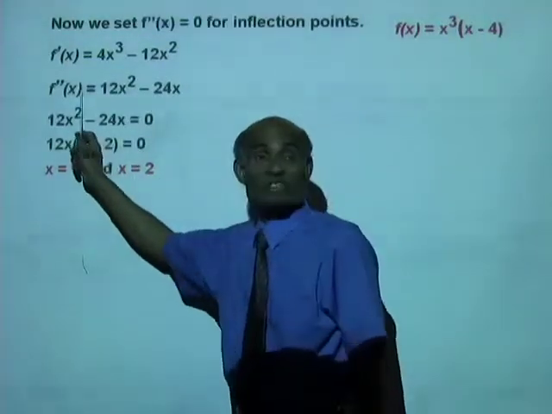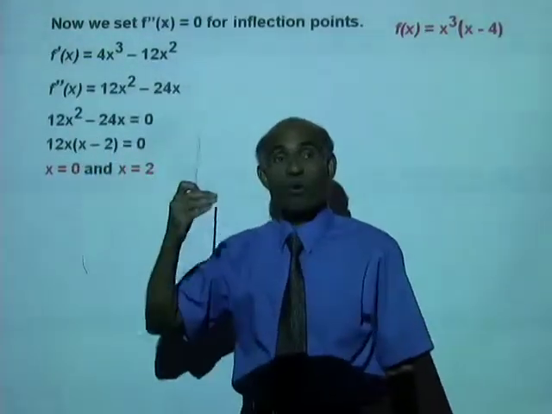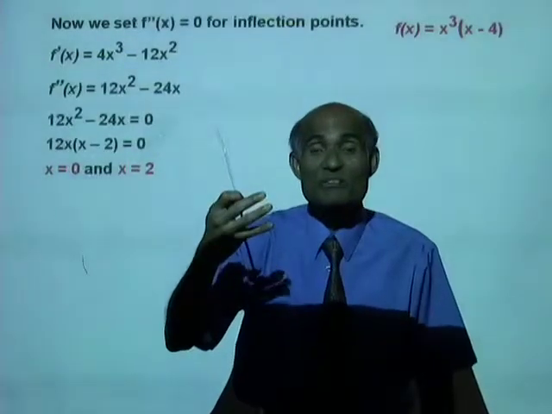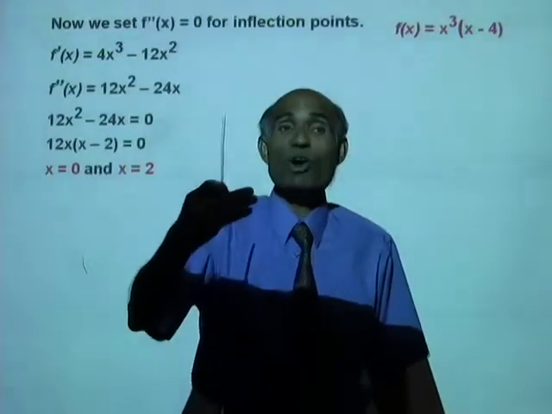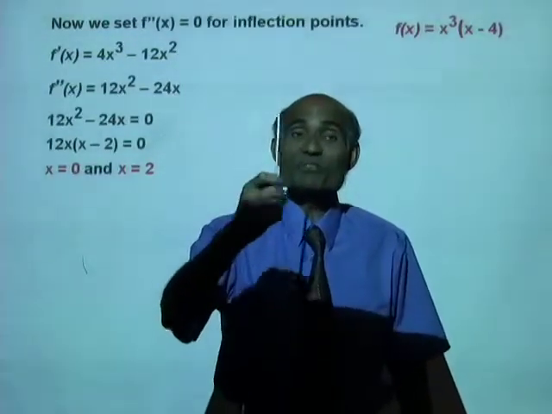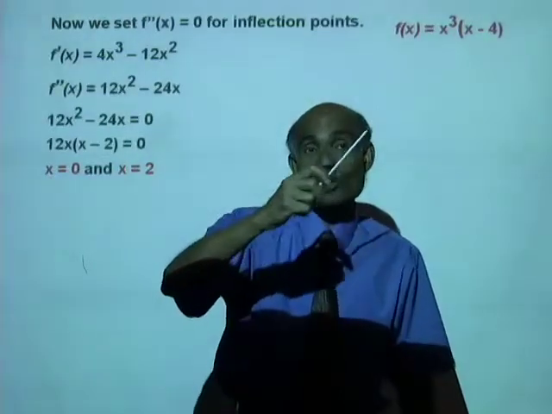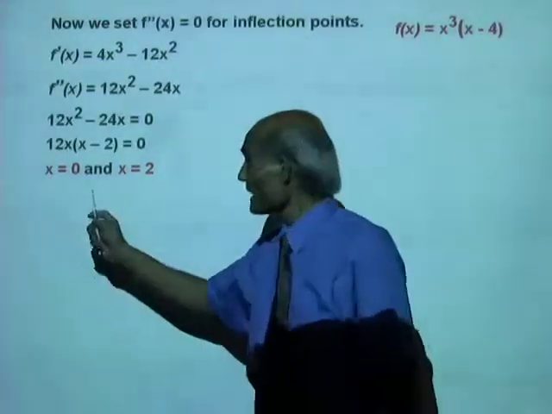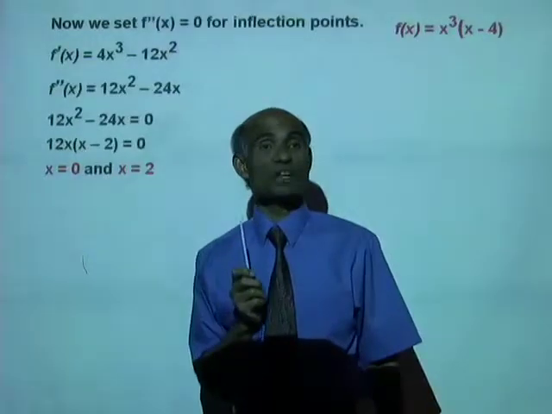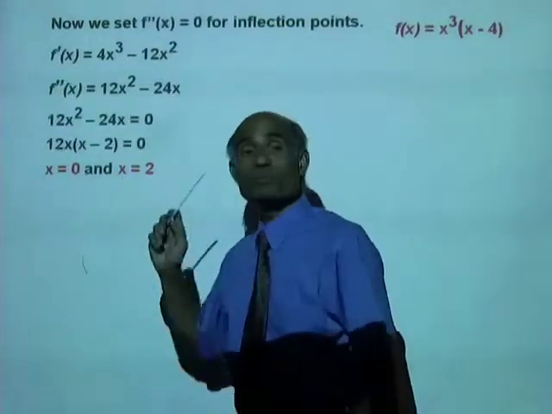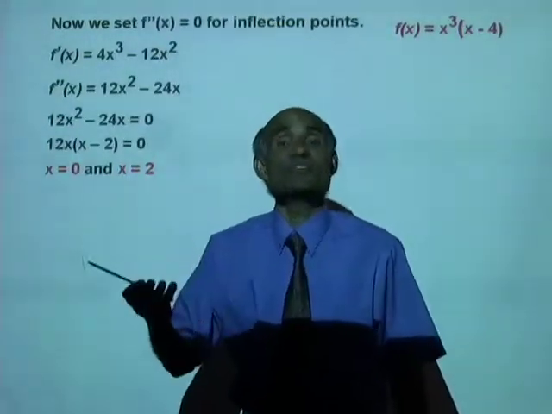Remember, this is the second derivative. At points where the second derivative is 0 are called inflection points. Inflection points are points where the concavity changes. x equal to 0 is an inflection point. x equal to 2 is the next inflection point.